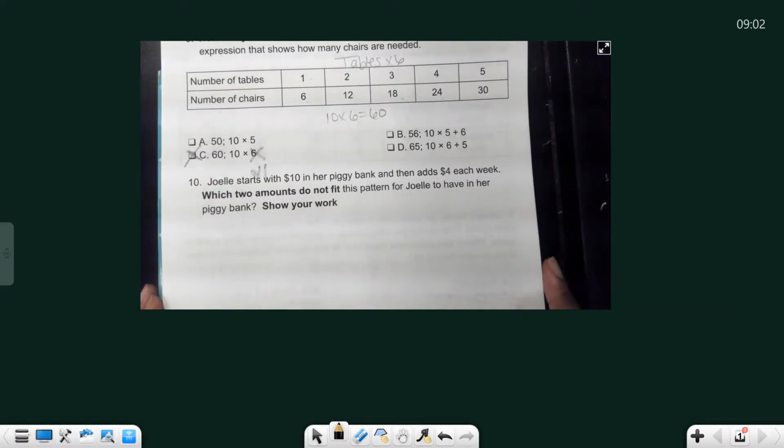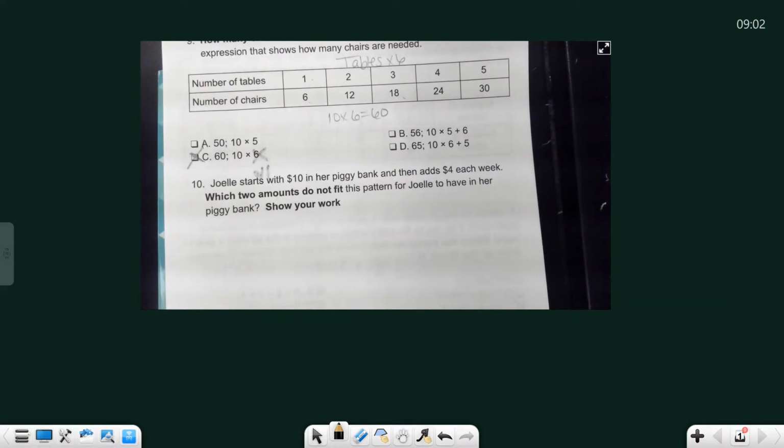All right. I know what the next one. Number 10. Joelle starts with $10 in her piggy bank and then adds $4 each week. Which two amounts do not fit this pattern for Joelle to have in her piggy bank? Show your work. This sounds like a what type of problem? A jar problem. A penny jar does, but we're just using dollars in piggy banks.